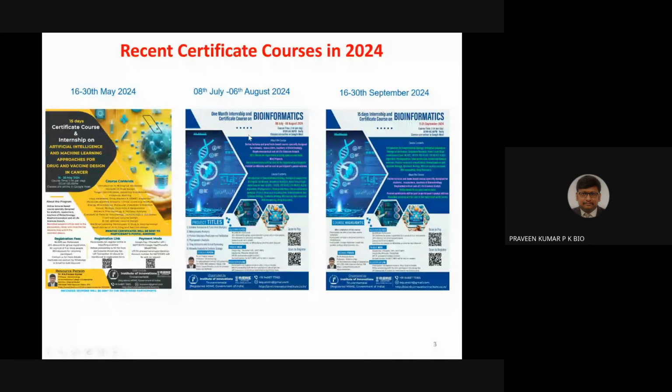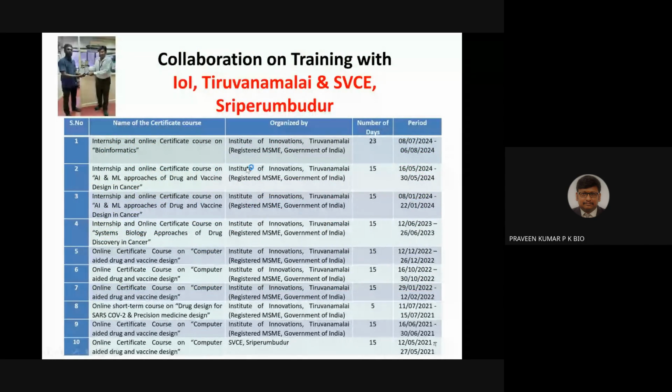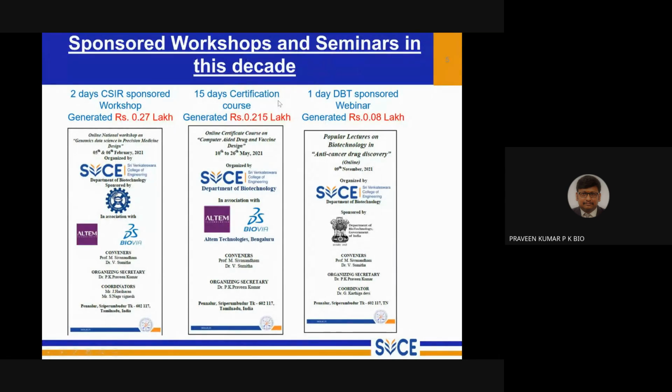This we have taken for 1 month, including giving hands-on experience on how to handle bioinformatics projects. So we have handled nearly 10 earlier certificate courses in collaboration with SVC and the Institute of Innovation Tirumalai. Then if you come to the sponsored workshops and seminars in this decade in my institution, SVC, Venkateshwara College of Engineering, in 2022 I think we received sponsorship from CSIR to conduct a workshop related to genomics data science in precision medicine design.